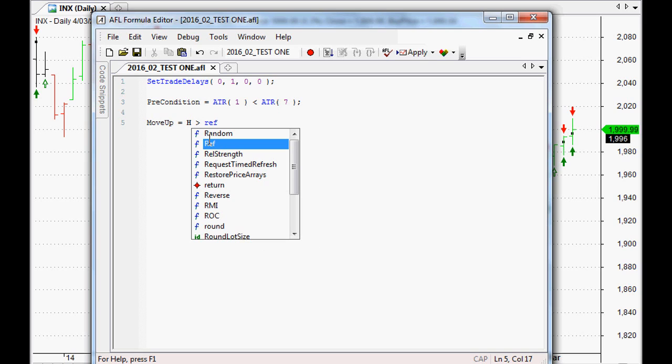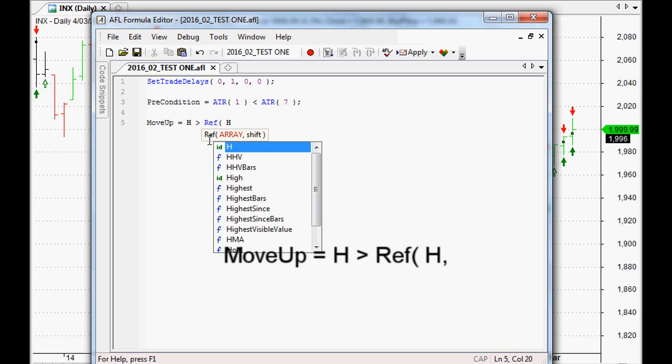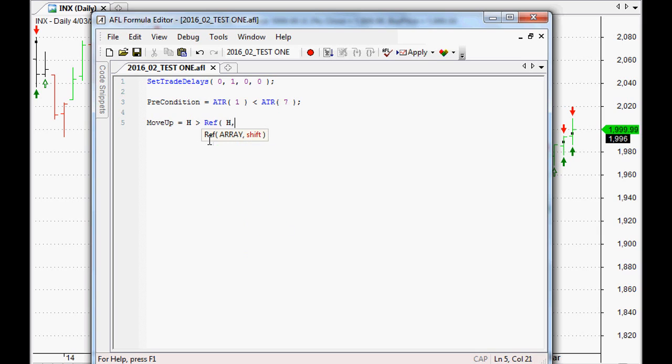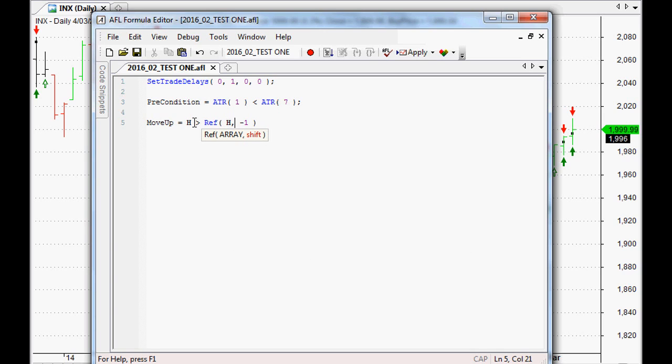and this is where we refer to yesterday's bar. So I'm saying ref, and that turns blue. I open up my bracket, and we want the array, which is the high of yesterday. So the high, and yesterday being minus 1 day from today. So that's the shift that it talks about there. And I'll just open that up again. There we go. So you can see that's the array, the high. So we want today's high to be greater than the high of yesterday's bar, which will be our precondition bar.